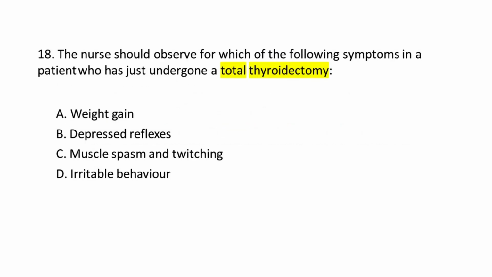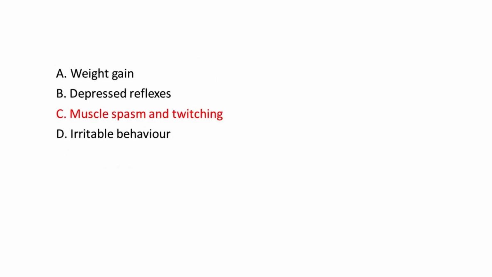18. The nurse should observe for which of the following symptoms in a patient who has just undergone a total thyroidectomy? A. Weight gain. B. Depressed reflexes. C. Muscle spasm and twitching. D. Irritable behavior. The answer is C. Muscle spasm and twitching.